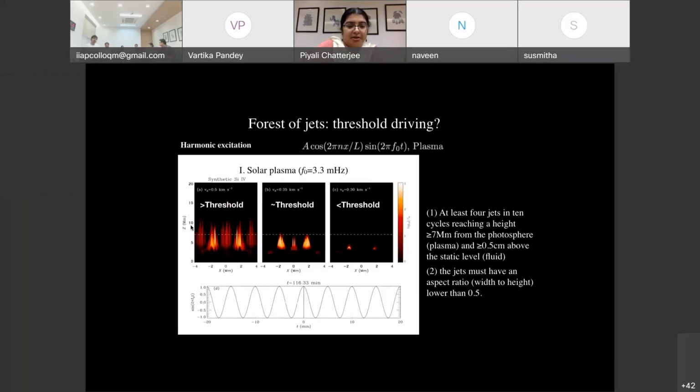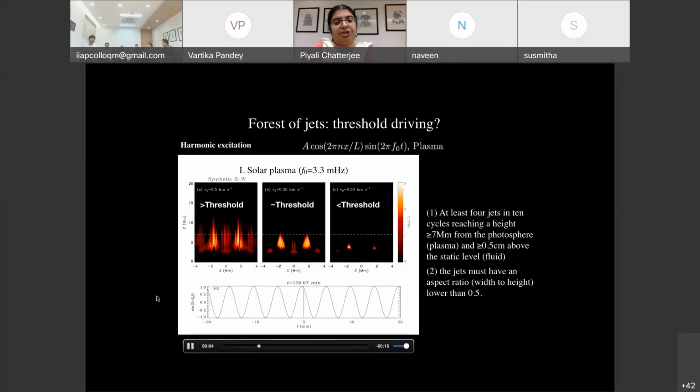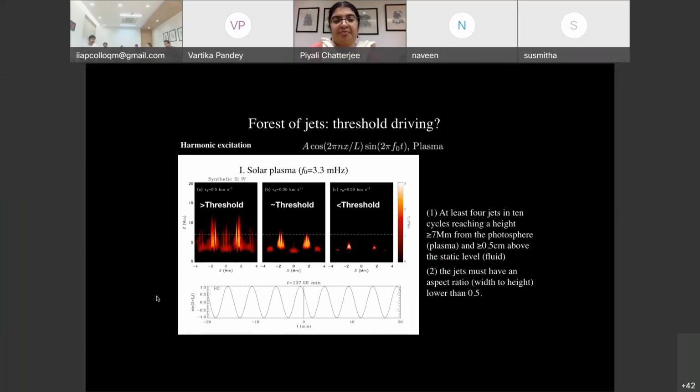Yeah, so basically now you see this video in which you have these 3 cases. The case in the middle is for the threshold driving. So this is the driving which produces jets which just about satisfies our condition. Whereas the one on the left does not cross the threshold. So we say there's no forest of jets. Whereas on the right-hand side, you see more jets than we defined in our forest of jets criteria. So that is above the threshold amplitude. So this way we basically get a threshold amplitude for the solar plasma case.